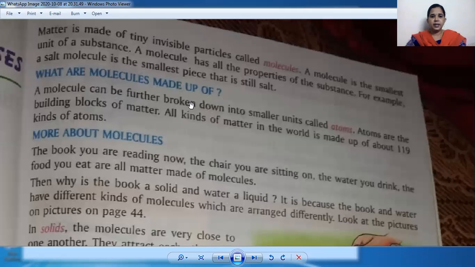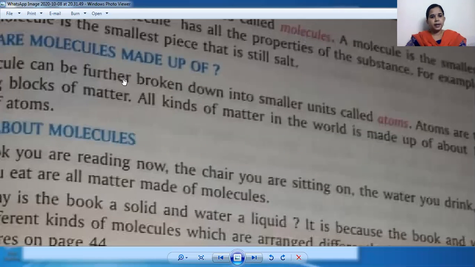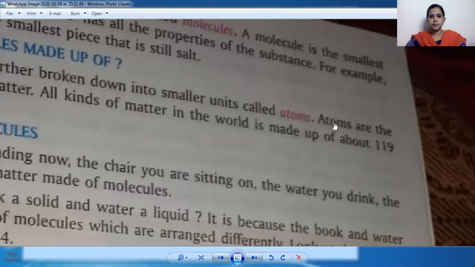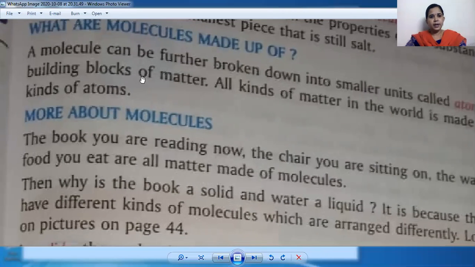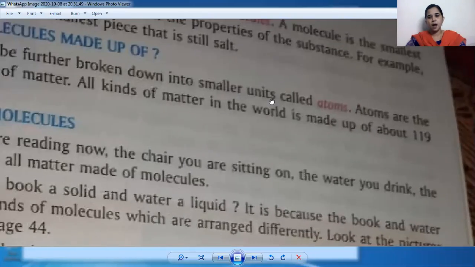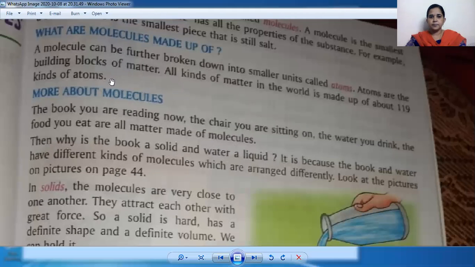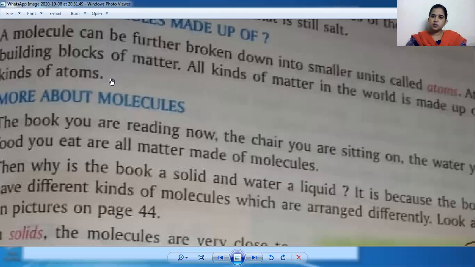A molecule can be broken down into smaller units called atoms. So what are atoms? The molecule can be further broken down into smaller units called atoms. Atoms are the building blocks of matter. All kinds of matter in the world are made up of about 119 kinds of atoms. So what is an atom? As we said, matter consists of molecules, and the smaller units present in that molecule are called atoms.